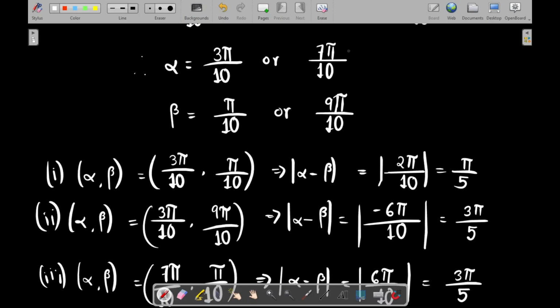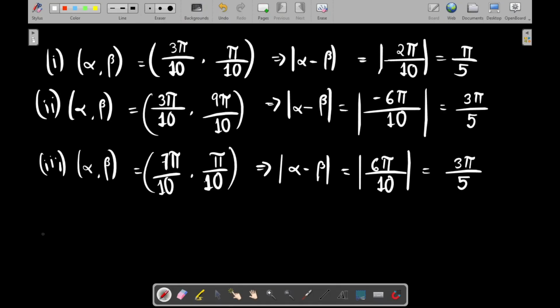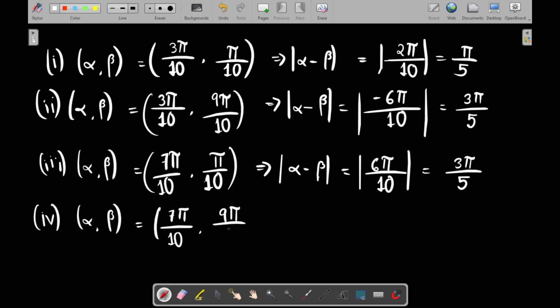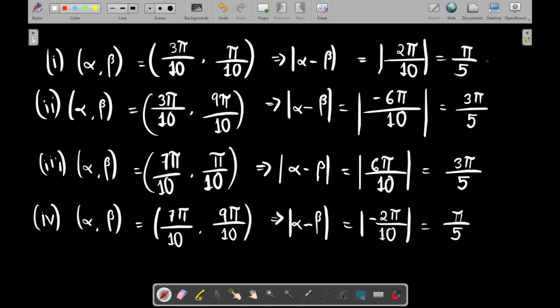Now let us look at the last possible pair, which is alpha and beta equal to 7 pi upon 10 and 9 pi upon 10. So now alpha minus beta becomes 7 pi upon 10 minus 9 pi upon 10, which is the modulus of minus 2 pi upon 10, which on further simplification gives us pi upon 5. So we see there are two values of pi upon 5 and two values of 3 pi upon 5, and this is the smaller value.